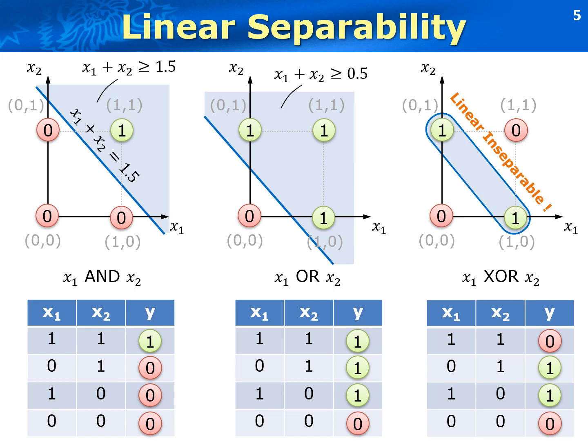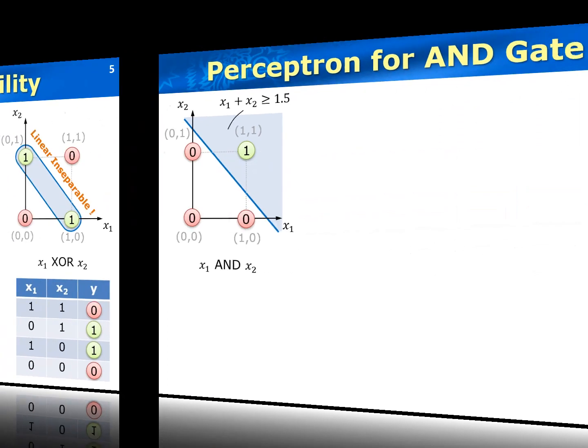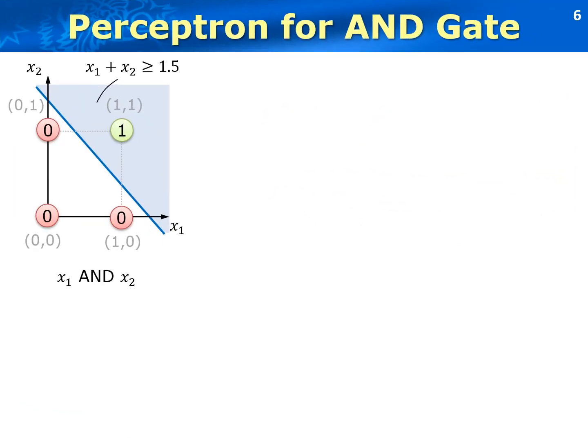For linear separable logic gates, we can train a perceptron to mimic it, and apply the perceptron learning rules to determine the weights and bias of the separating line. For example, for the AND gate, we find the blue region is x1 plus x2 greater than or equal to 1.5.